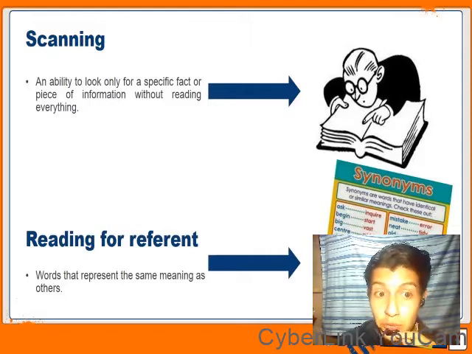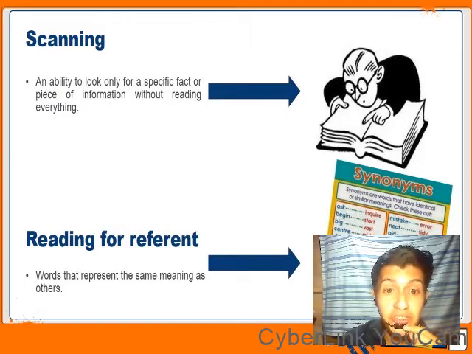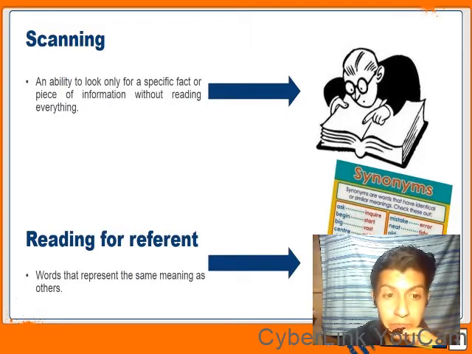So in conclusion, we can say that scanning is a technique that is useful when students go in search of the answer to an unknown question.